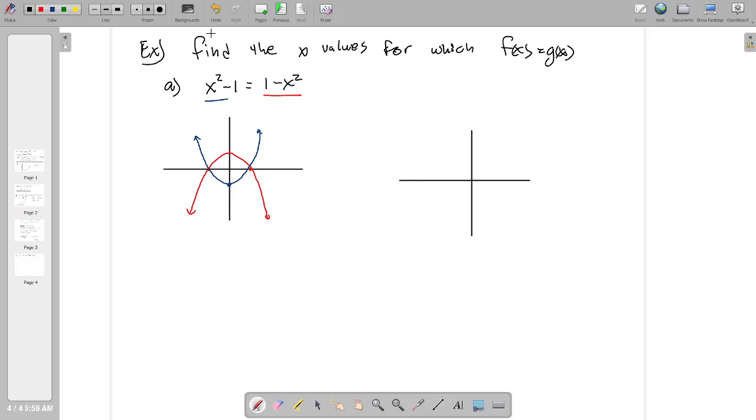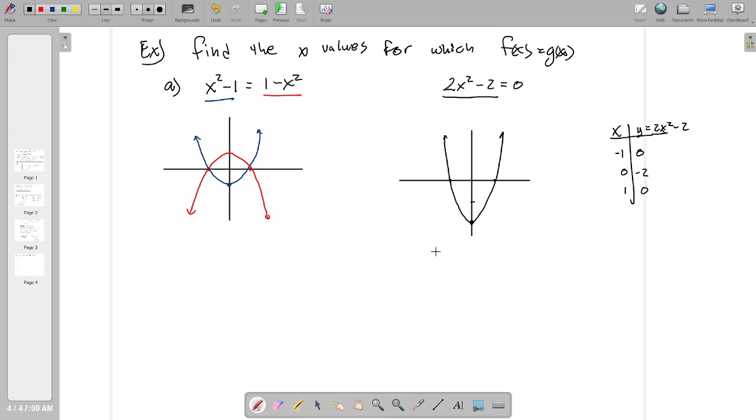So if we move everything over, add the x squared and subtract the 1, then we end up with 2x squared minus 2 is equal to 0. Now this graph, if we plot some points here, let's say that x equals negative 1, we should get 0. X equals 0, we get a negative 2. And x equals 1, we get a 0 again. So if we plot this graph, then we would have something that looks like this.